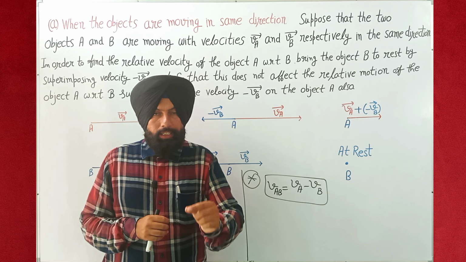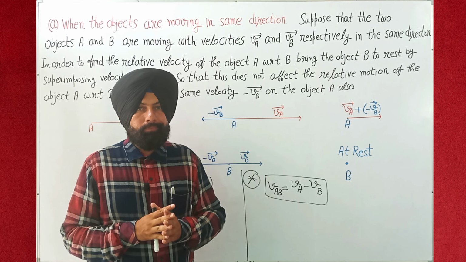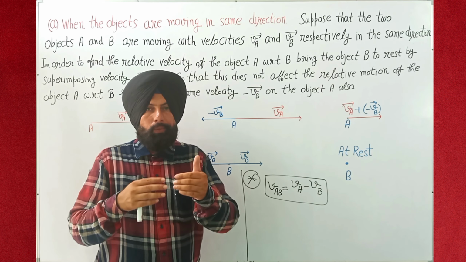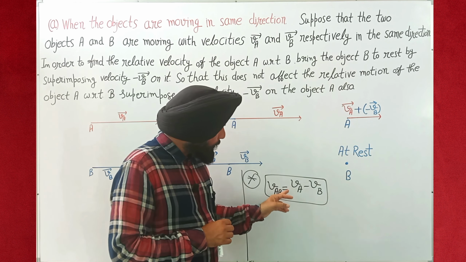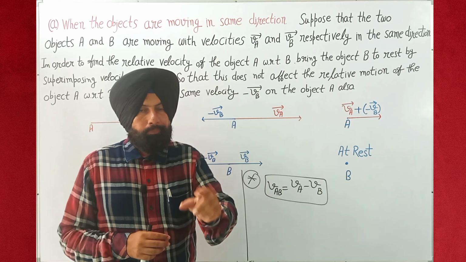Relative velocity of the object A with respect to the object B equal to velocity of the object A minus velocity of the object B.